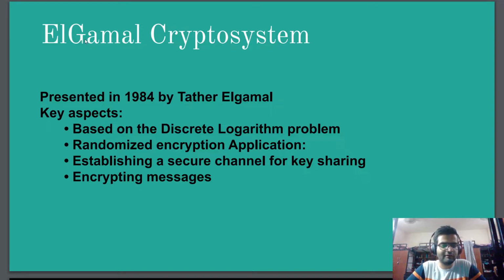Now let's talk about what is the Elgamal crypto system. It was presented in 1984 by Taher Elgamal, and the key aspects of this crypto system were: first, it was based on the discrete logarithm problem. Second, it used randomized encryption. Third, it established a secure channel for key sharing. And fourth, it was used to encrypt messages.